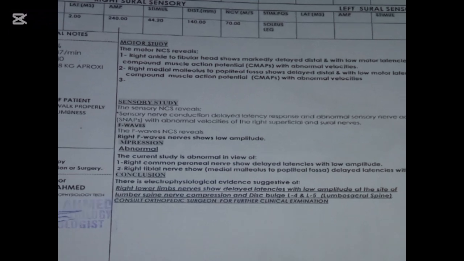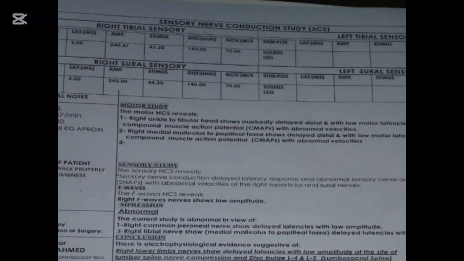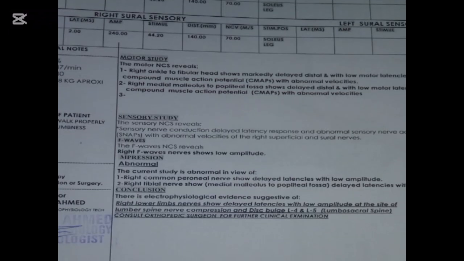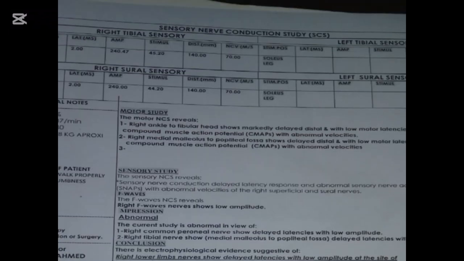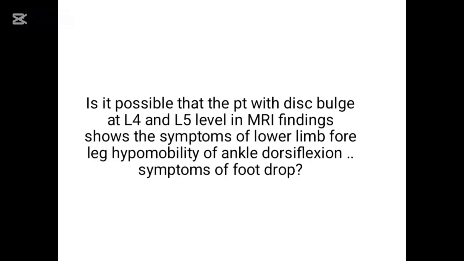So according to this, what the motor study examination and sensory study examination reveal includes many points which say there is weakness in the lower limb, weakness in the foot, involvement of the sural nerve, and involvement of the peroneal nerve. So here again a question arises: is there any link or any complications in the disc bulge at L4 or L5 level that may show symptoms of the lower limb, such as weakness at the ankle dorsiflexion, symptoms like foot drop?